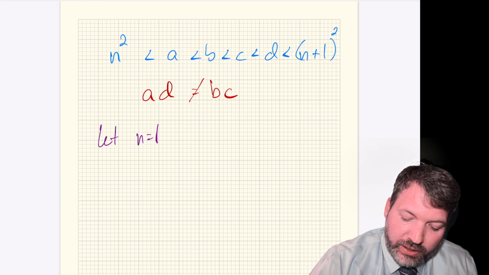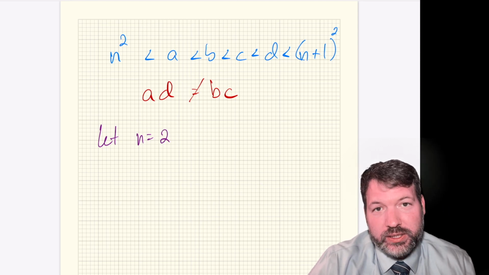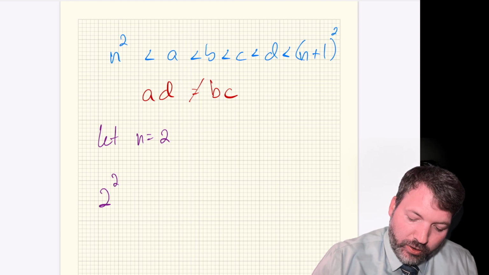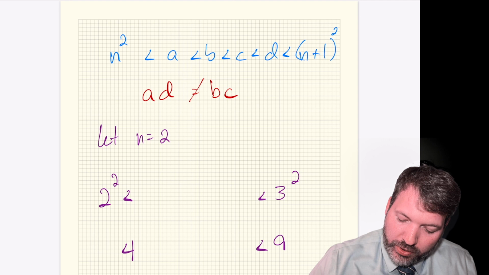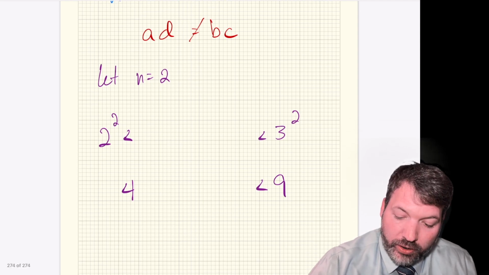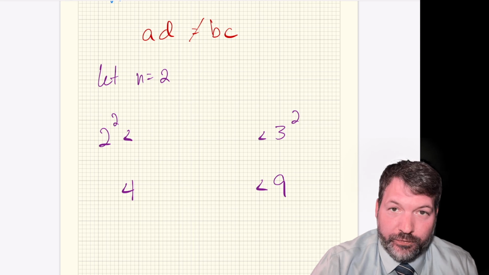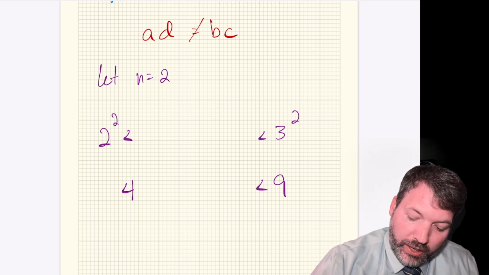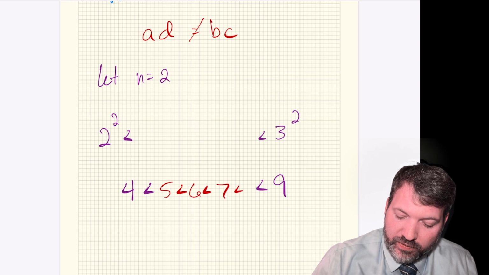So in fact, the least we can ever let n be is 2. But if we let n equal 2, we get a sense of what's going on here. That means our lower boundary now is 2 squared, which is 4. Our upper boundary would be 3 squared, which is 9. And there are actually exactly 4 integers between 4 and 9. We could let the other integers be 5, 6, 7, and 8.